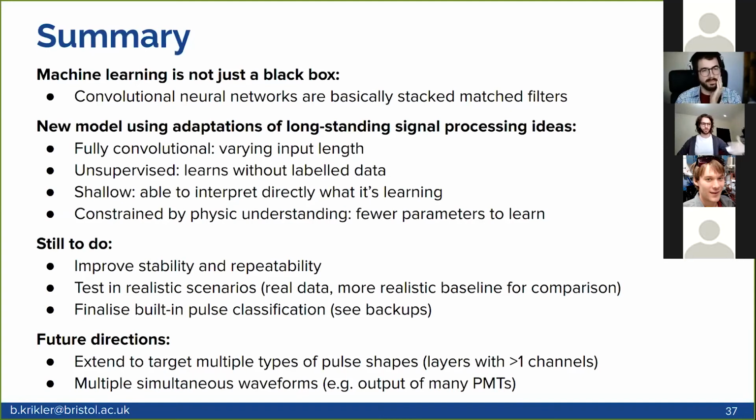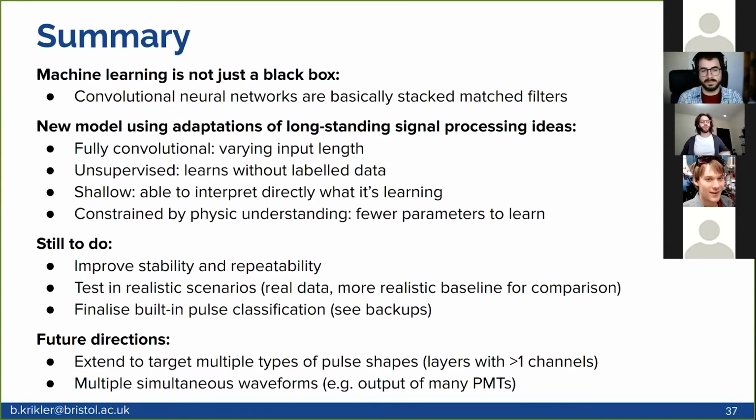It's fully convolutional, so it doesn't care how long the input waveforms are. It can be trained on unlabeled data, so we can in principle learn off calibration data sets or whatever we can come up with. It's very shallow and heavily constrained, so it's in principle relatively easy to interpret. I say in principle, but it also has fewer parameters to learn, so we can train it more reliably.